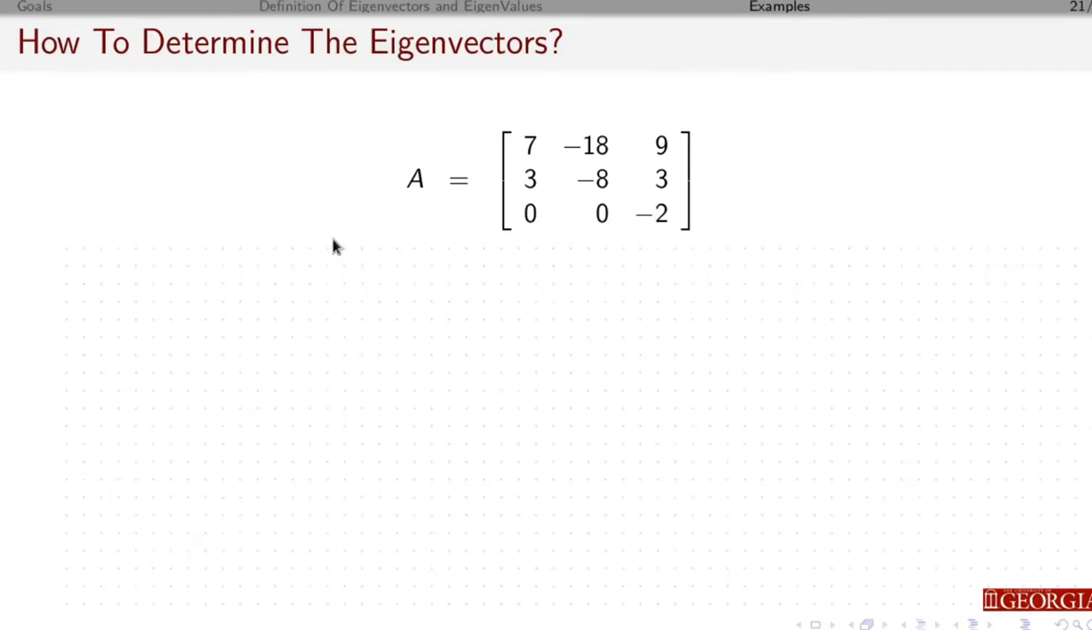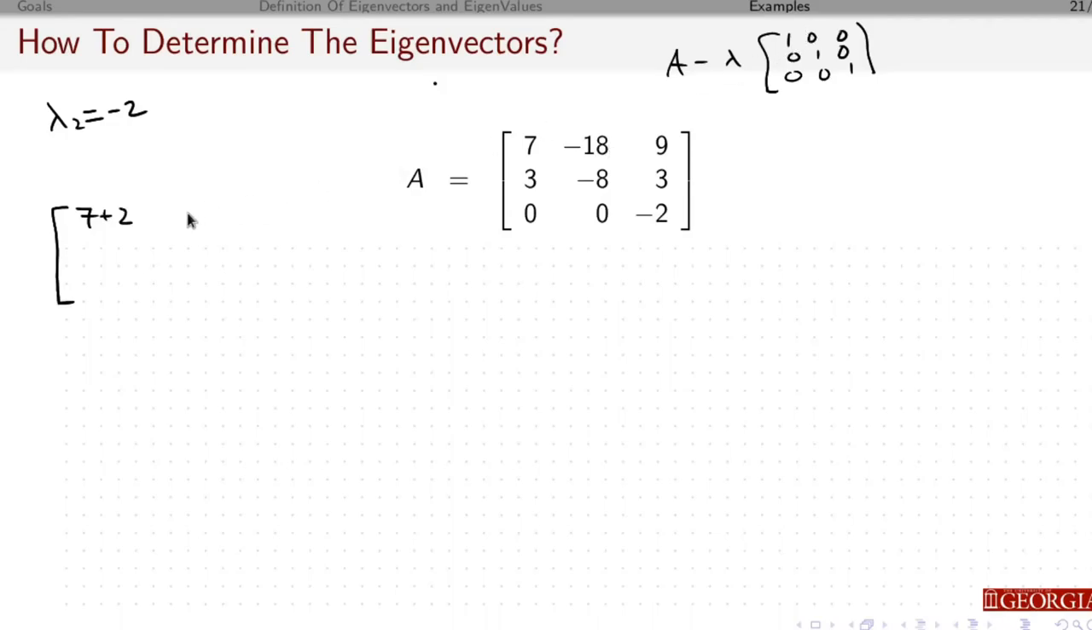All right, let's try minus 2 now. And again, I'm going to have A minus lambda. I've got a 3 by 3 matrix, so it looks like this. So I'm going to have 7 minus minus 2 from there. This can be minus 18 minus 0, 9 minus 0, times v2. It's going to be 0, 3 minus 0. This is going to be minus 8 minus minus 2, then 3 minus 0. 0 minus 0, 0 minus 0, and minus 2.